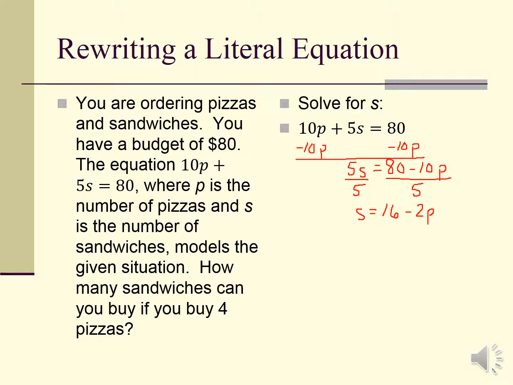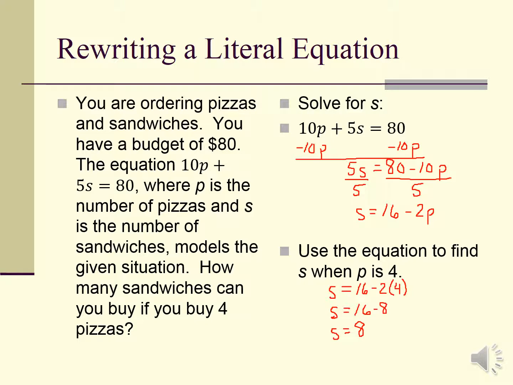I then want to plug in 4 for p because I need to find s. They told me they want to know how many sandwiches I can buy with 4 pizzas. When I do that, I get s equal to 16 minus 2 times 4, which is 16 minus 8, so s is equal to 8 in this situation. Therefore, you can buy 8 sandwiches. You always want to end these types of problems with a sentence summing up what you found.